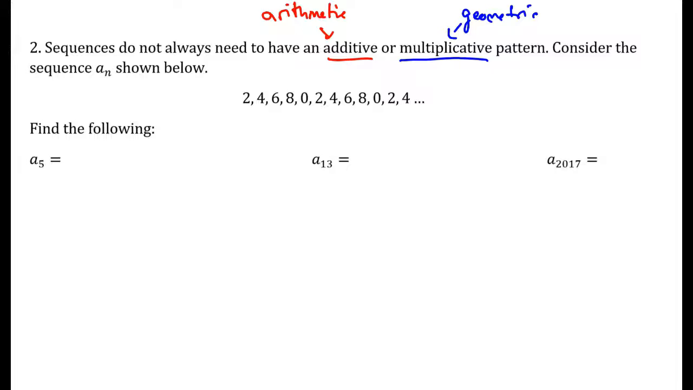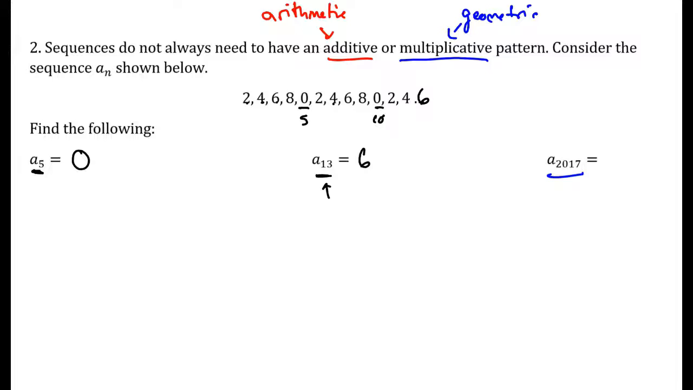Consider the sequence a sub n shown below. We have a sequence here: 2, 4, 6, 8, 0, 2, 4, 6, 8, 0, 2, 4, and it goes on and on. Find the fifth term. Well, that's easy: 1, 2, 3, 4, 5. The fifth term is 0. Find the 13th term. The fifth term is 0, the 10th term is 0, then 11, 12, and what's going to be next in the pattern? 6. So the 13th term in the sequence is 6.